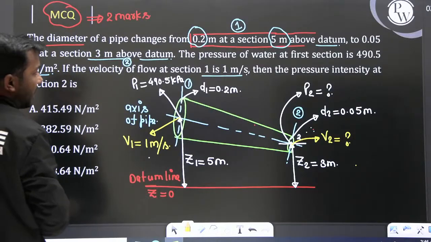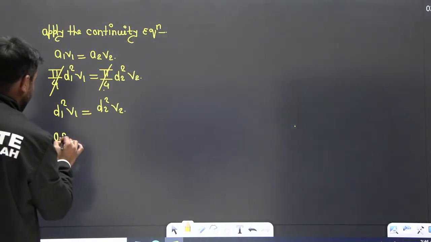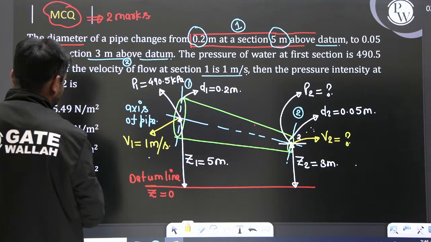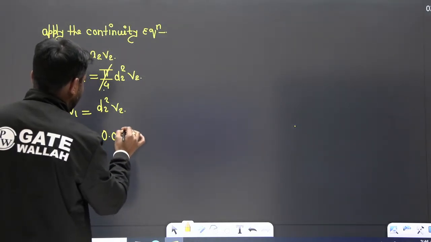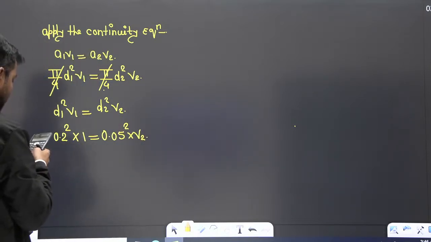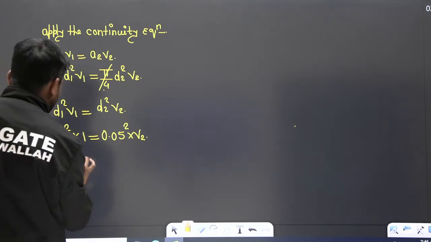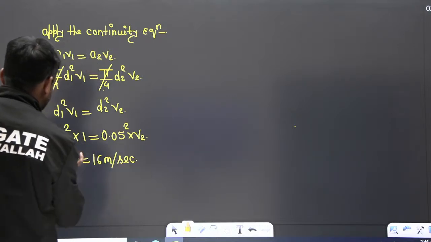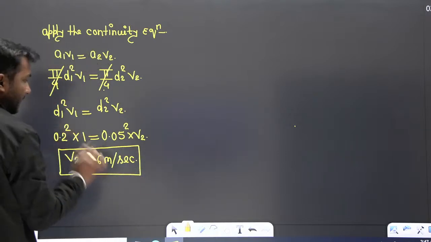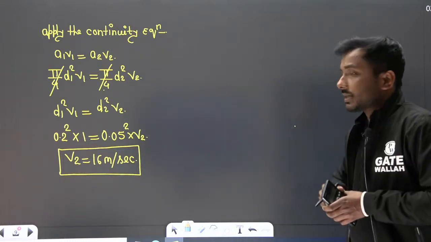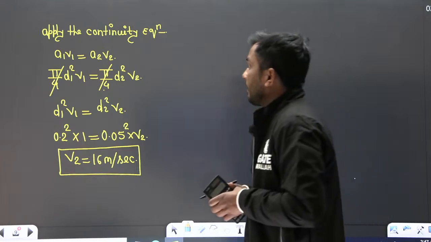And what about D1 and D2? D1 is given as 0.2, squared, and V1 is 1. D2 is 0.05, so that is 0.05 square multiplied by V2. So V2 is 0.2 square divided by 0.05 square, so the value of V2 is 16 meter per second. The velocity at section 2 is 16 meter per second.